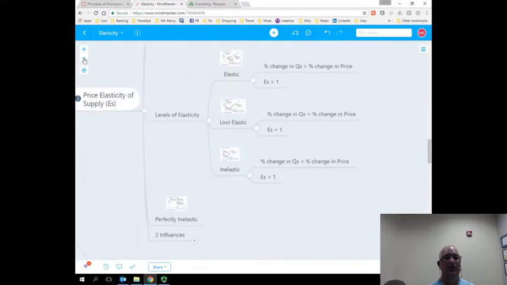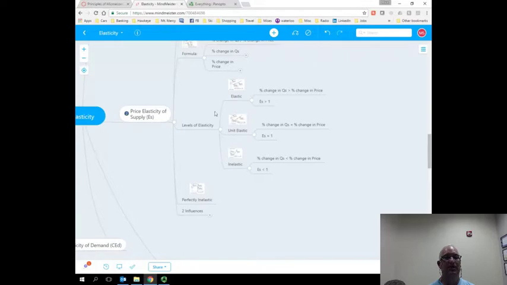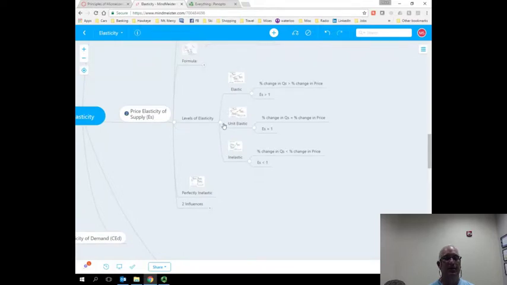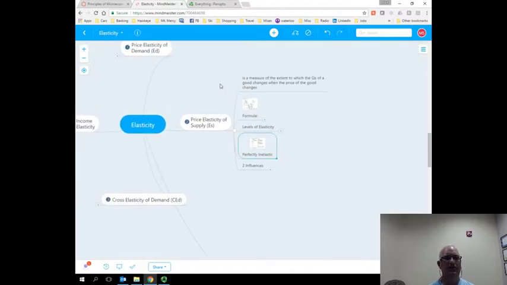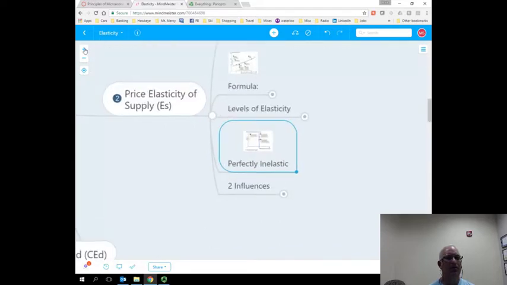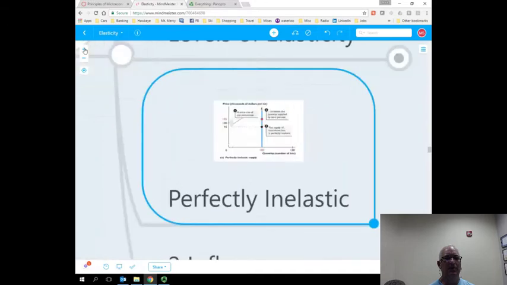Okay, so that's our levels of elasticity. We got our formula in. Now I want to look to a situation of what perfectly inelastic looks like. Kind of a different little scenario here. I just wanted to point it out to you.